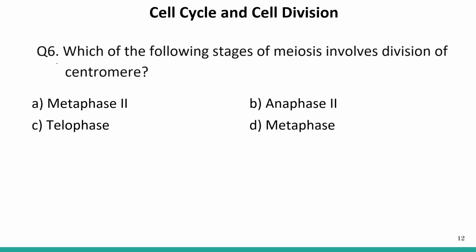Now coming to the sixth question, which of the following stages of meiosis involves division of the centromere? Again, it is a similar question to the previous one. So what should be the answer? Metaphase 2, chromosomes are aligned at the equator. Telophase, which is the reverse of prophase.